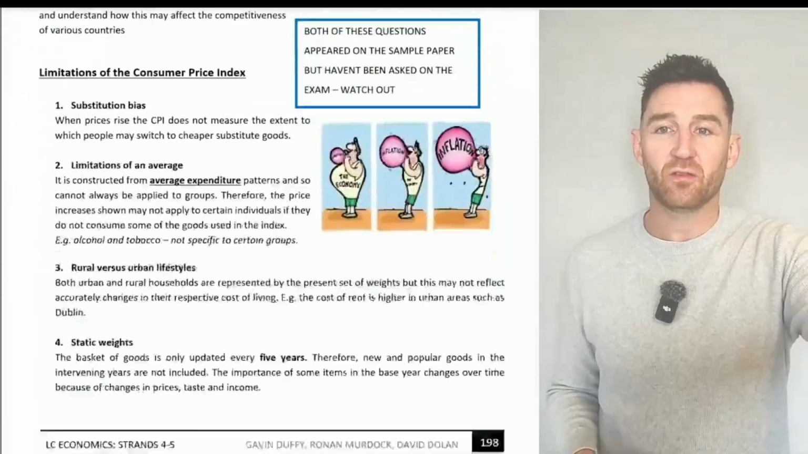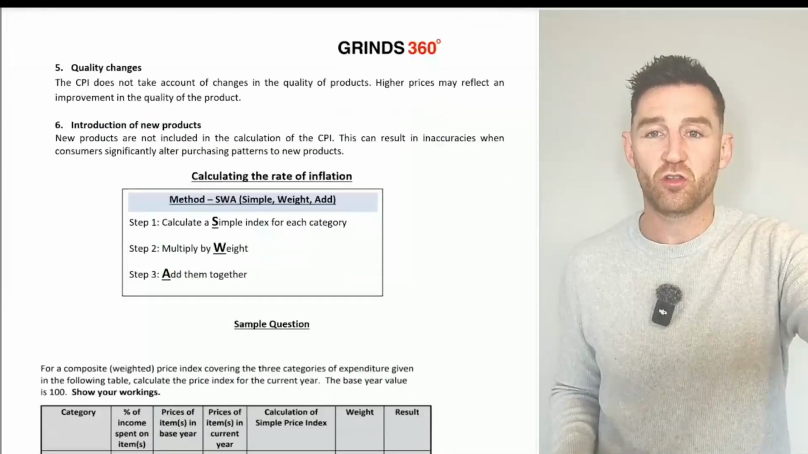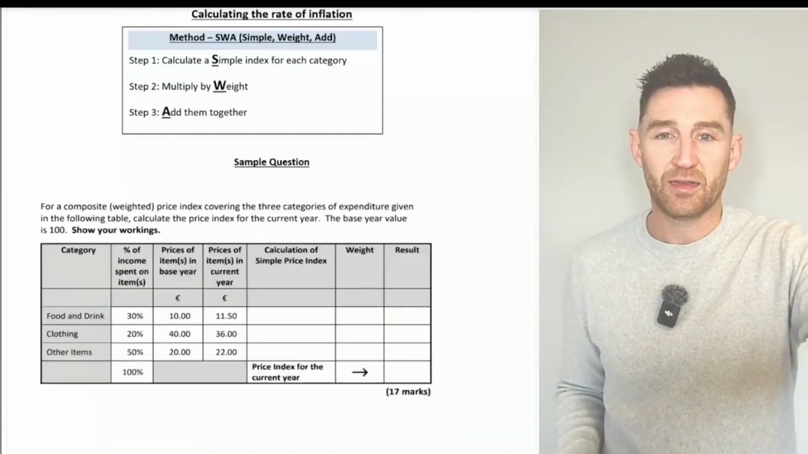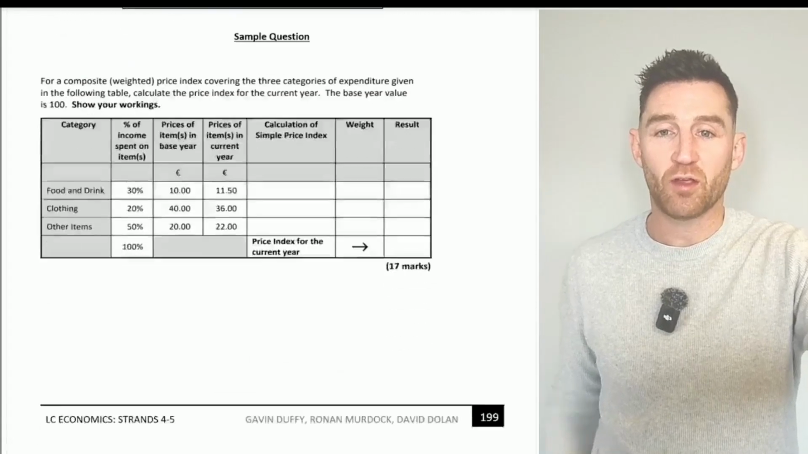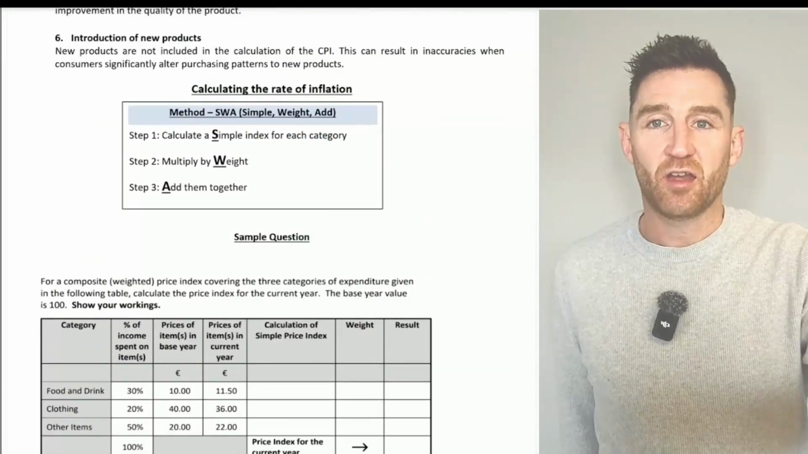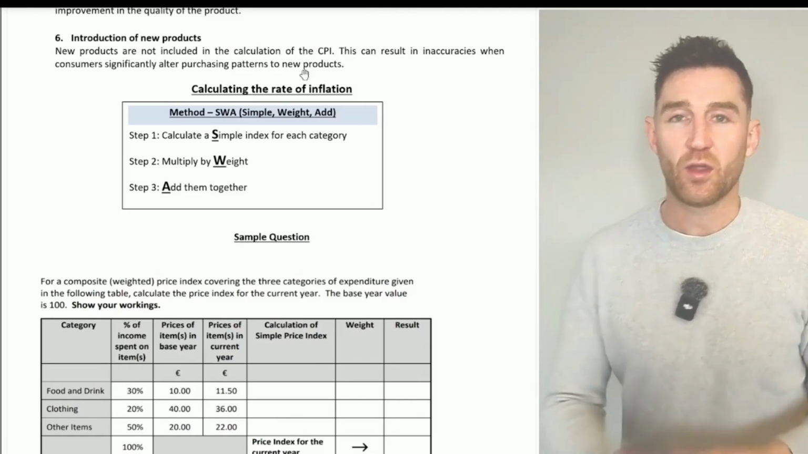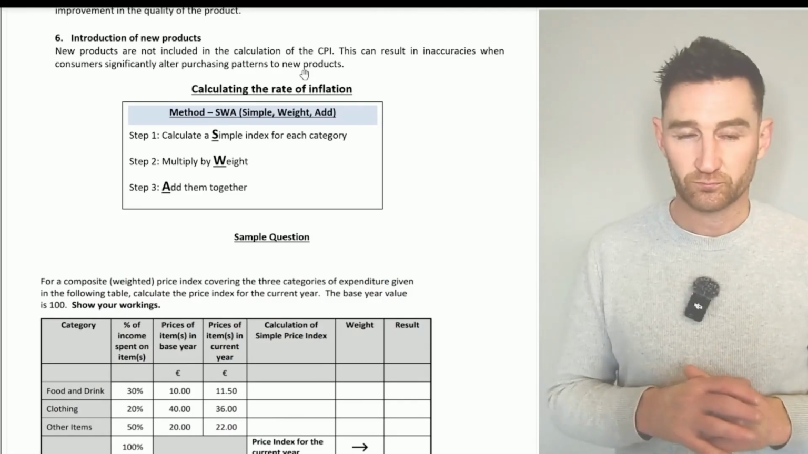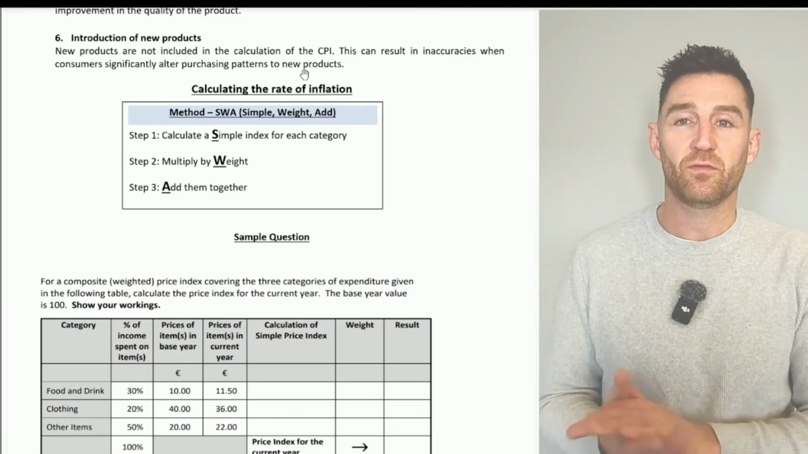Uses and limitations of consumer price index in a second. I just want to show you a very straightforward sample question with this. So let's say you look at the next page there, and if you go into where it says calculating the rate of inflation there, calculating the rate of inflation.